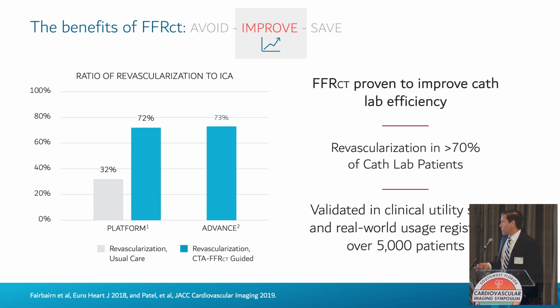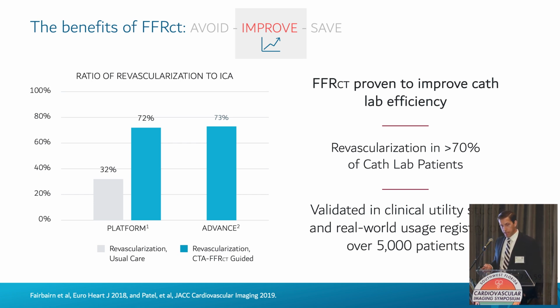So what do I mean by improved efficiency? Well, when you take a patient to the cath lab, if you incorporate the FFR approach, you're going to do a lot more appropriate revascularizations. So the number of revascularizations relative to ICA jumps way up. In the PLATFORM trial, it jumped from 32% to 72%. And so you end up actually revascularizing more patients when you incorporate an FFR CT approach.